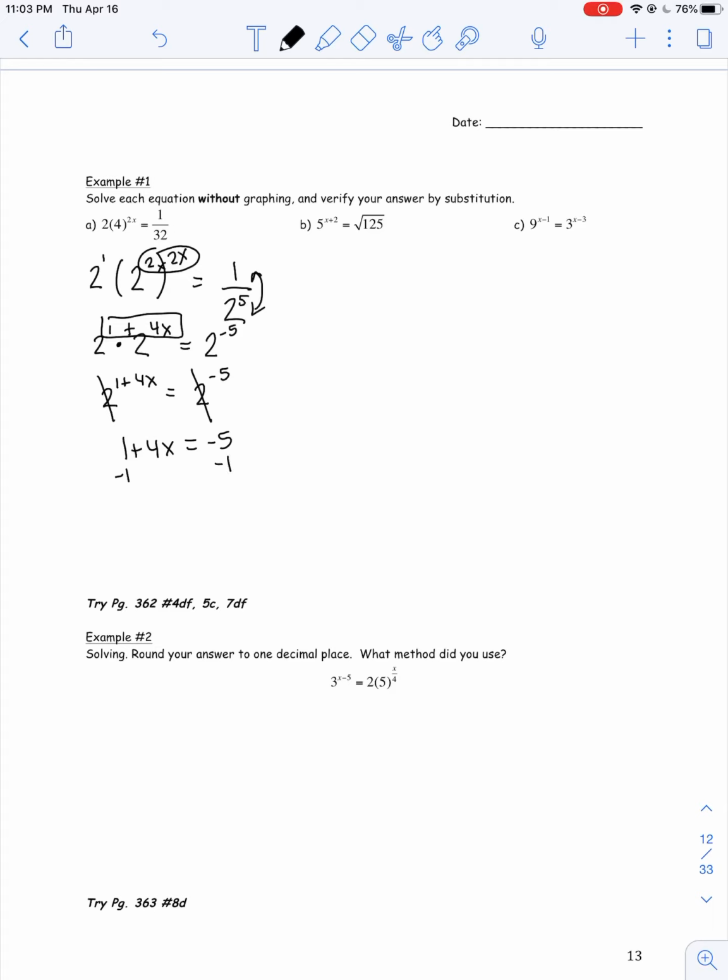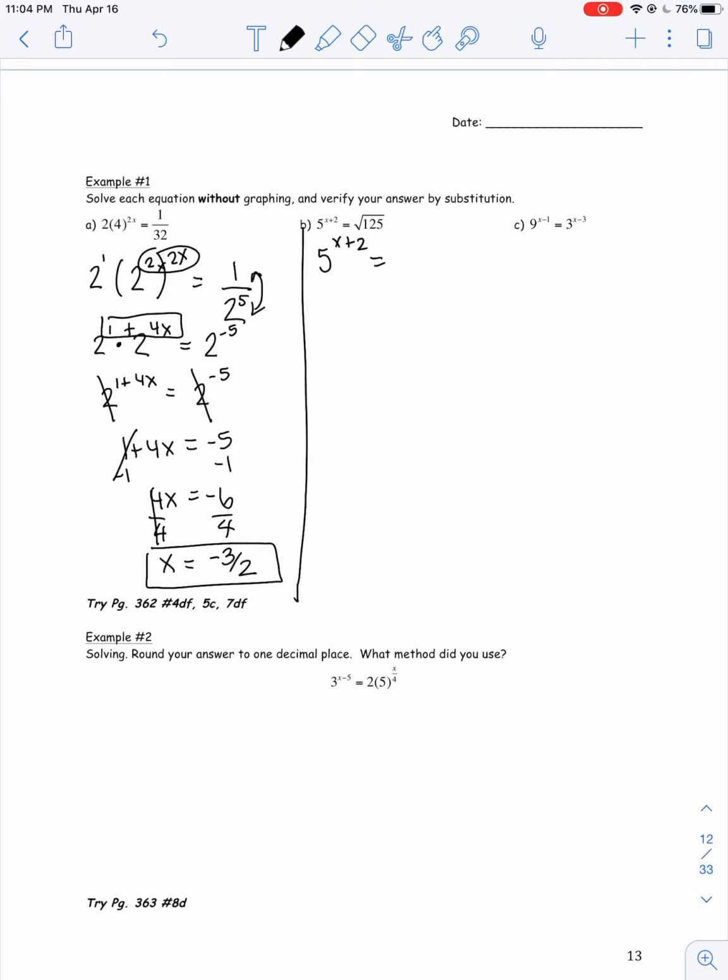So we're going to subtract 1 on both sides to give us 4x equals -6, and then we're going to divide both sides by 4. So x equals -3/2 if you simplify. You can always check this answer by graphing or substituting it back in to see if left side equals right side. Our next one, what's in common between 125 and 5 would be the base of 5.